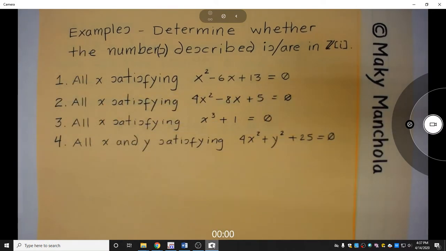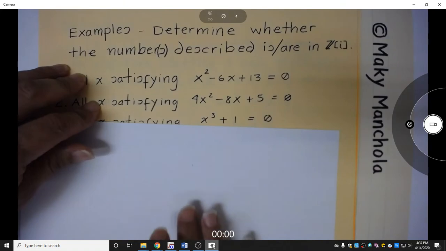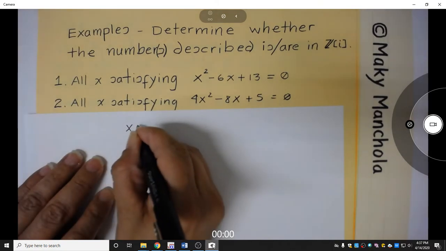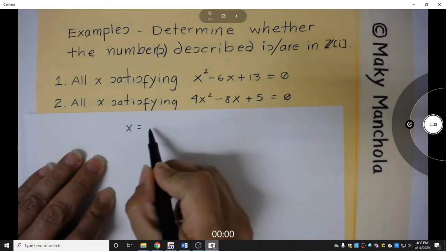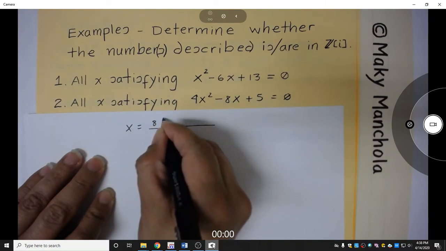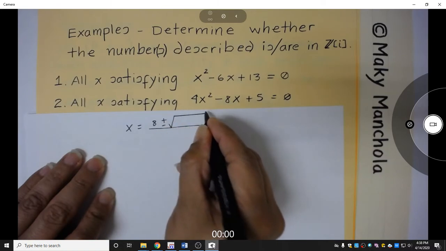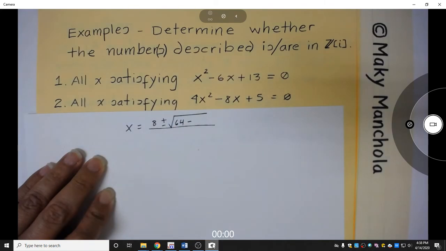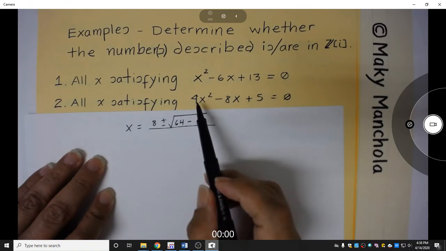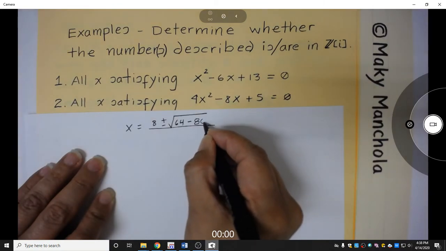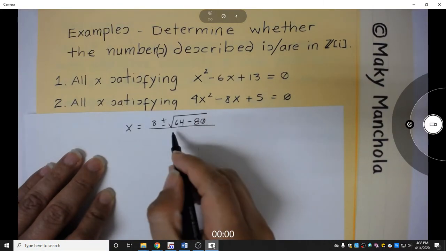Number 2. All x satisfying 4x squared minus 8x plus 5 equals 0. Same method of solution. We use the quadratic formula to solve the equation. So you get x equals the negative of negative 8, which is 8, plus or minus the square root of negative 8 squared, which is 64, minus 4 times 4 times 5. 4 times 4 is 16. 16 times 5 is 80. All over 2 times 4, which is 8.